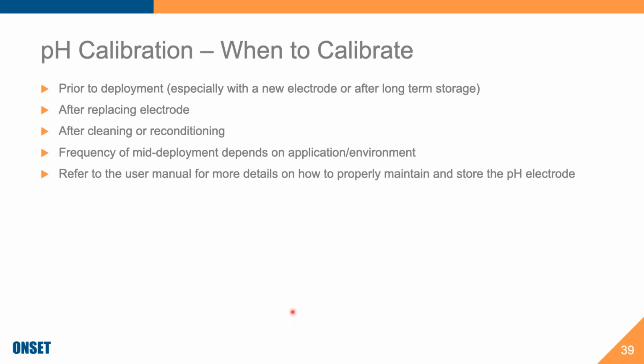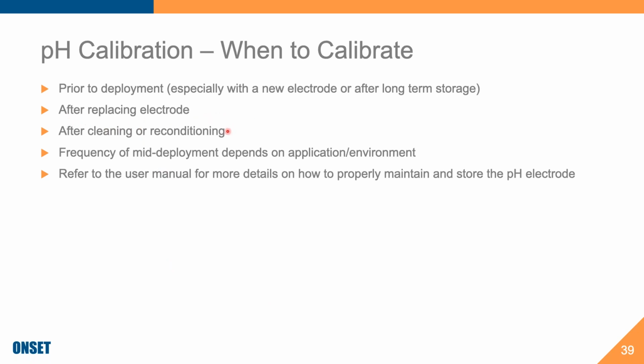When do you calibrate your pH electrode? It's important to calibrate prior to deployment, especially when you have a new pH electrode. It doesn't matter that it's new and it just came in from the manufacturer. It is still important to calibrate that electrode because shipping can cause changes to it. Even just unplugging a BNC pH electrode, and that's the kind where you push it in and turn it, even just unplugging it and plugging it back in, you should actually recalibrate that electrode because the potential can change just by how you plug it in, which is why it's important to calibrate after you replace the electrode.